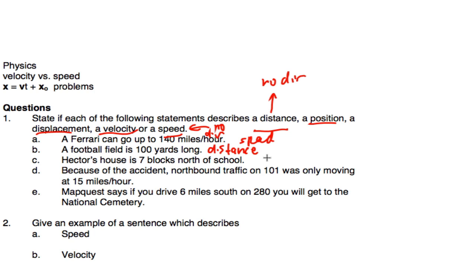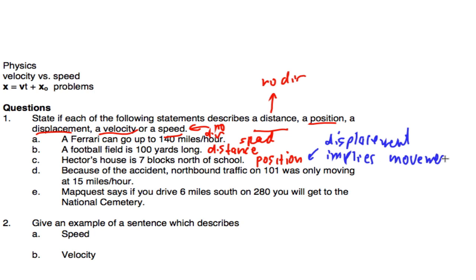Hector's house is 7 blocks north of school. That is a position. And I saw people for this when I was walking around the room. They put displacement. Let's be clear on this. Displacement means you moved. So displacement implies movement. There's no movement here. I'm just telling you where you're at. Or where you are, if you want to be grammatically correct.